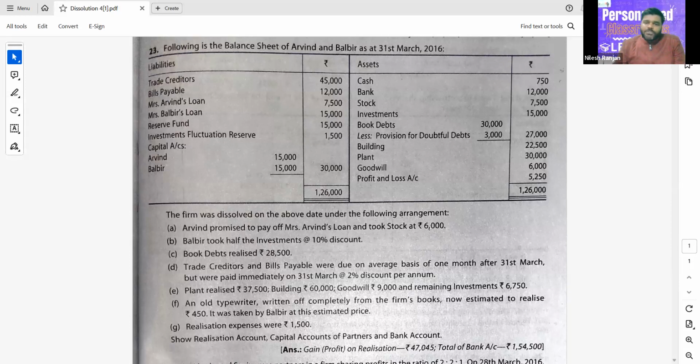Yes, sir. The investment fluctuation fund is 1,500. So will it come on the credit side? Yes. I told you that whenever there is a reserve and there is a related asset with that reserve, then that fund or reserve will be transferred to realization. There is an investment here, so the investment fluctuation fund will come into the realization account. Okay, sir. Actually, there is still 500 less in your total. Can you calculate the total again?